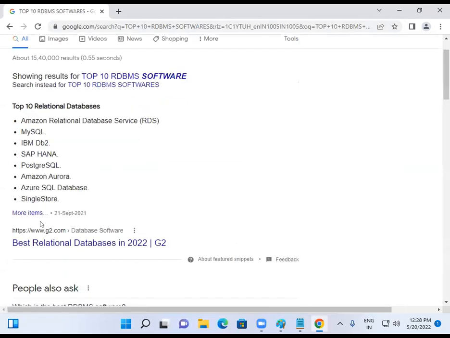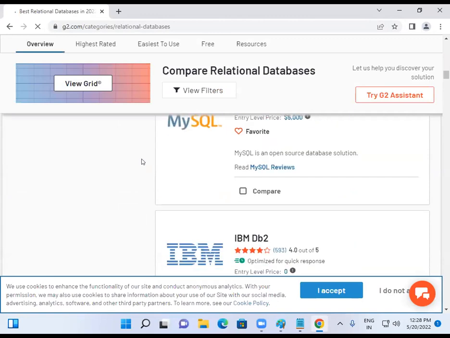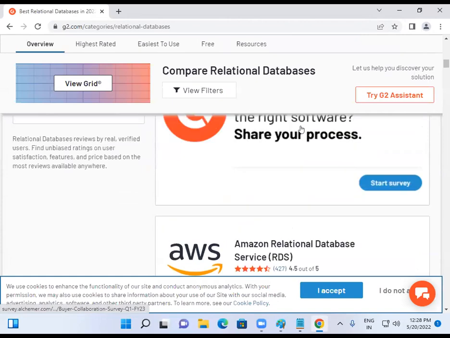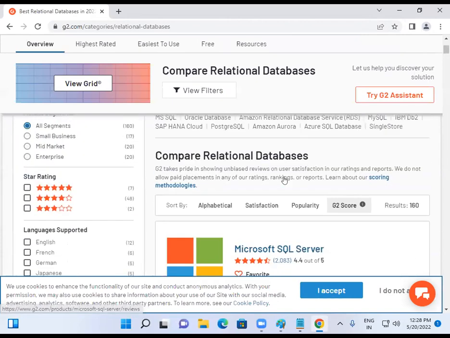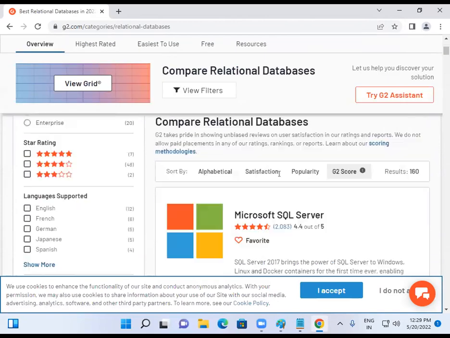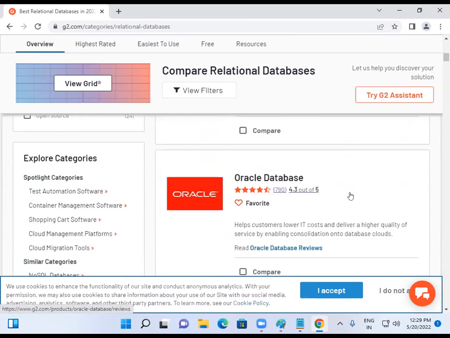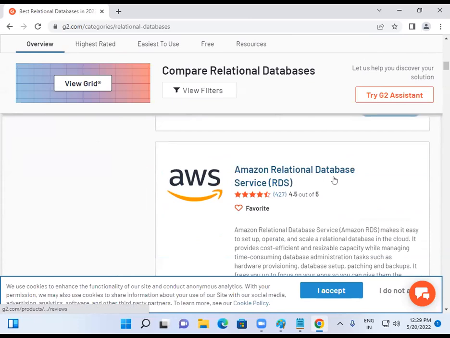So then you can go through this list. The best relational database management systems. What is the first one? Microsoft SQL Server. What is the second one? Oracle Database. Another one, Amazon RDS, Amazon Relational Database Service.